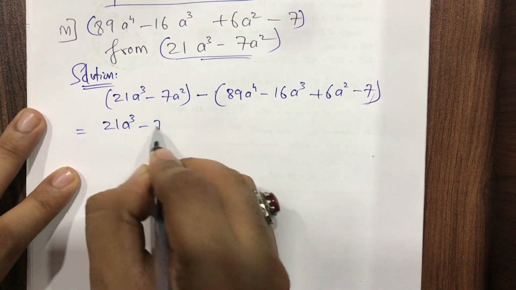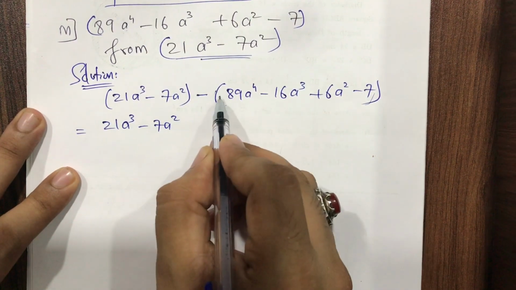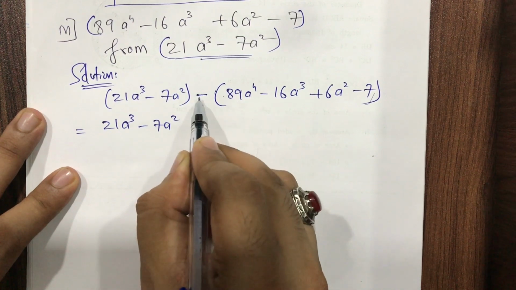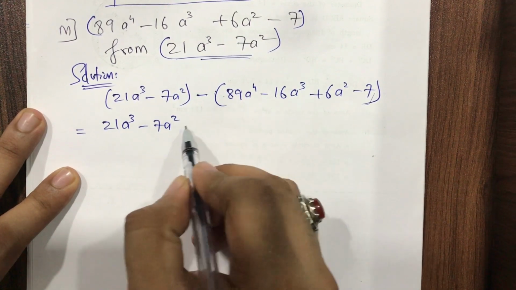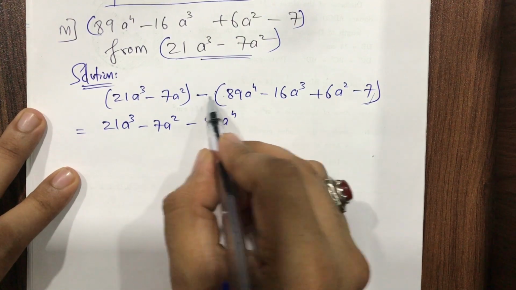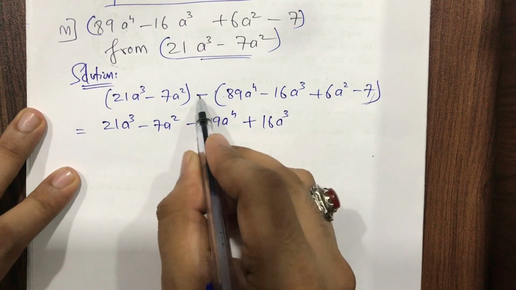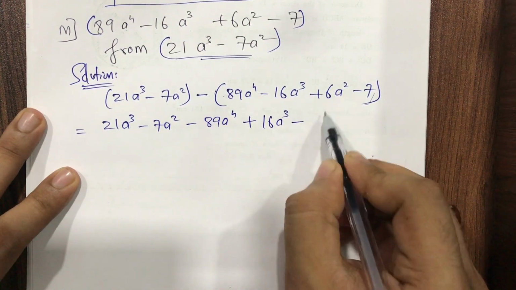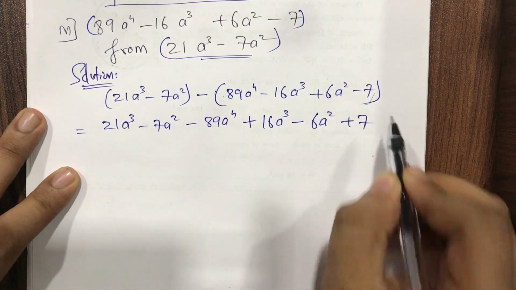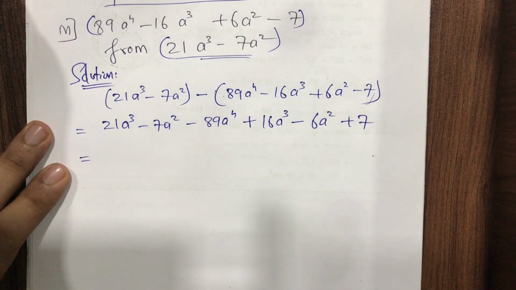21a cube minus 7a square minus, now I'll open up the brackets. Initially it's plus 89a raised to 4, but this minus will be multiplied with each and every term. So this will be minus 89a raised to 4. Minus multiplied by minus becomes plus, so plus 16a cube. Minus multiplied by plus is minus, so minus 6a square. Minus multiplied by minus is plus, so plus 7.